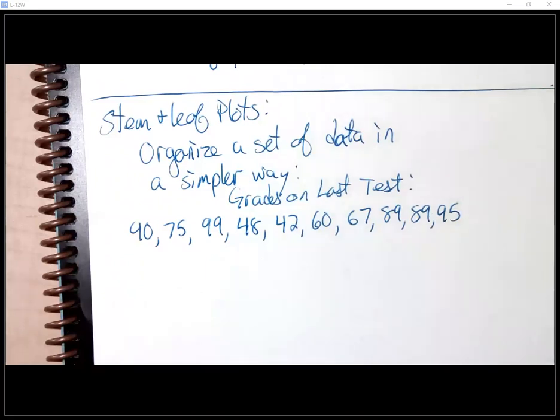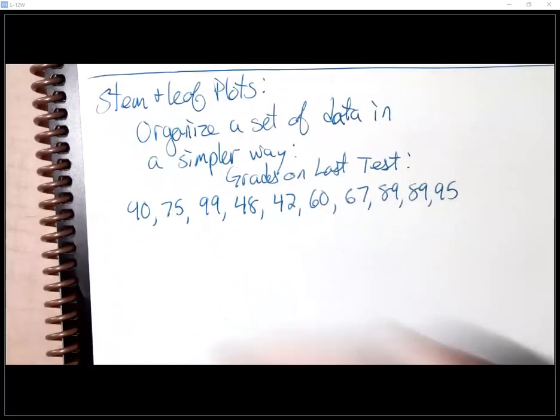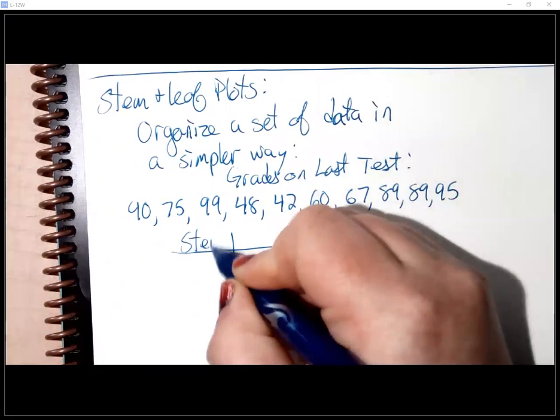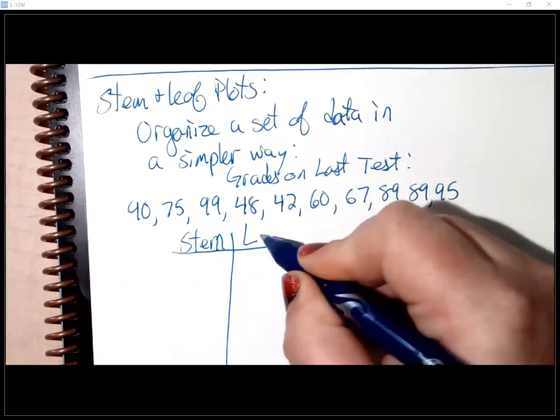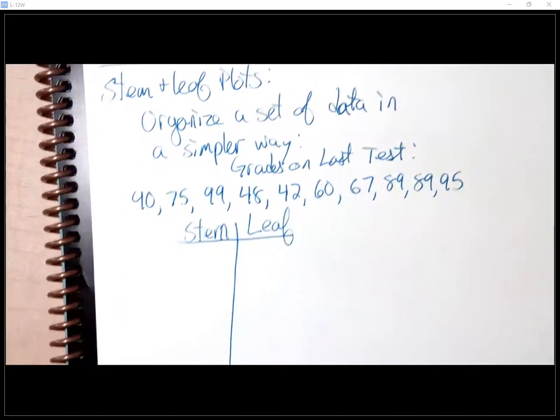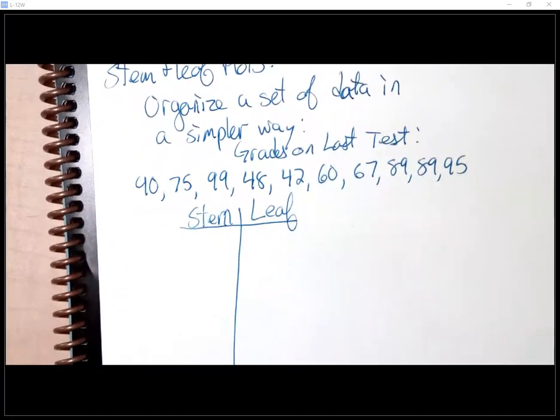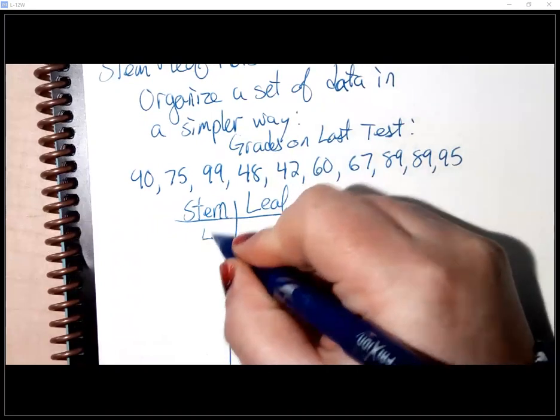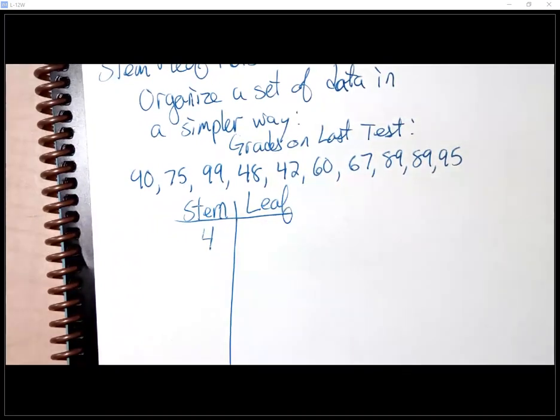So check out how this is going to work. On one side, you literally write stem, and on the other side, we're going to write leaf. And now I start with my smallest number. We already figured out that was 42. So the stem is going to be 4 because these are all going to be in the 40s. And then on the leaf side, for a 42, I just put a 2 here.